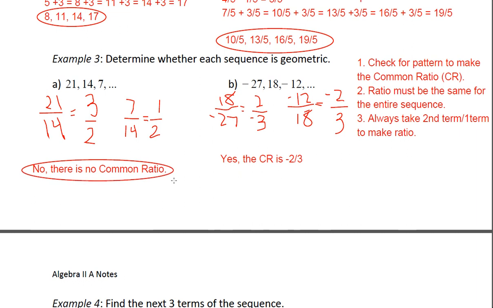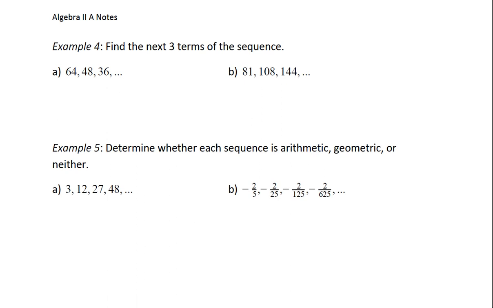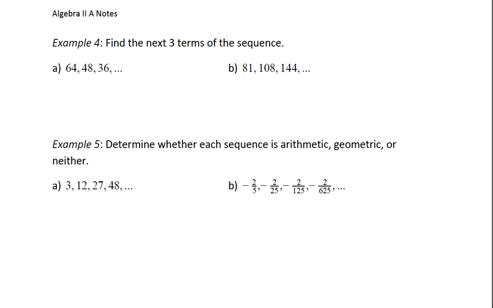Okay, let me circle those. No common ratio, and this one, we got a common ratio of negative 2/3. Okay. Find the next 3 terms in the geometric sequence here.